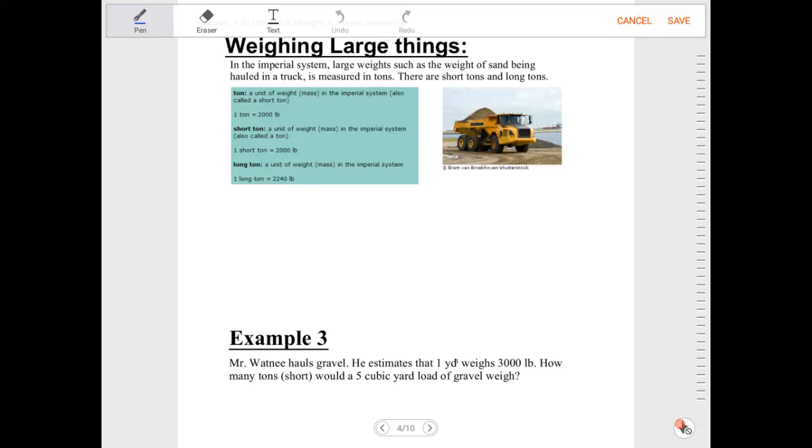It talks about a ton. In the imperial system, large weights are measured in tons. There are short tons and long tons. I don't really want to get into that too much. It is on your conversion factor sheet.